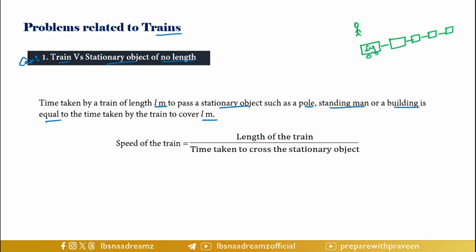So when the train starts to cross you, the length of the train is equal to the time taken to cross you. So when the 4th carriage has crossed you, you will say that the train has crossed you, right? So for this process there will be a time taken, right? So length is equal to the time taken by the train of length L meter to pass a stationary object is equal to the time taken by the train to cover L meter. So if you know the length of the train and time taken, you can easily identify the speed of the train. Let us see the example.